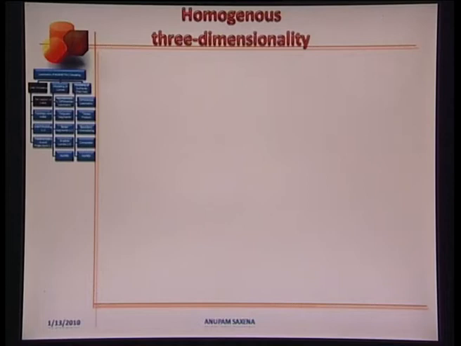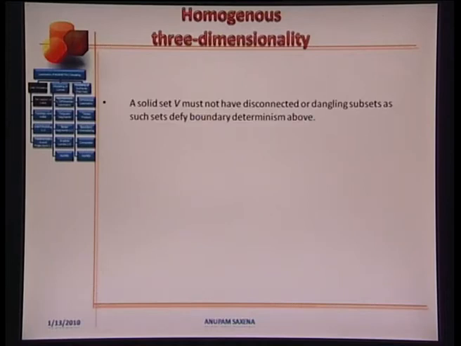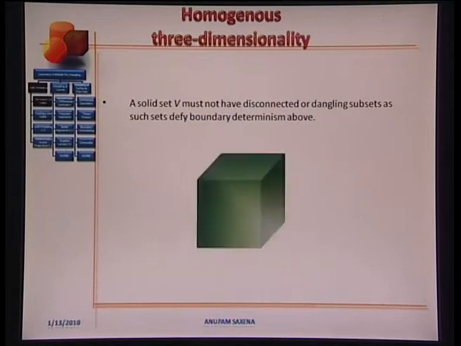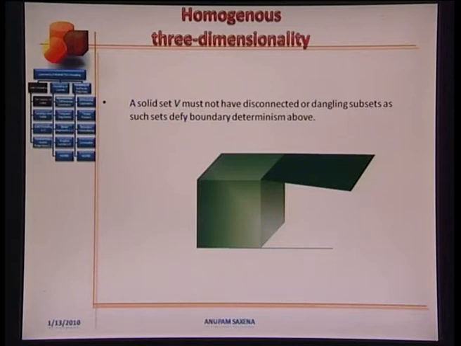Homogeneous three-dimensionality. A solid set V must not have disconnected or dangling subsets. As such, sets defy boundary determinism above. Take a look at this example. A block. We have a dangling surface and also we have a dangling line. Question: is this a valid solid? No. Loosely, the block is of dimension 3, the plane has dimensionality 2, and the line is one-dimensional. A solid needs to be homogeneously three-dimensional.